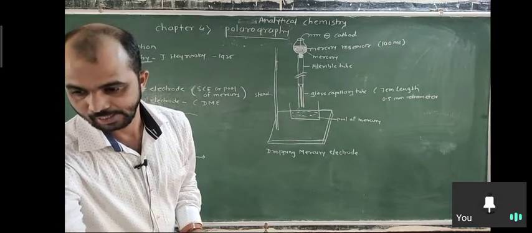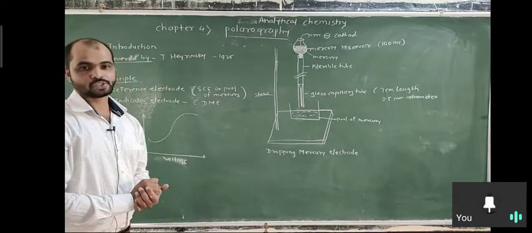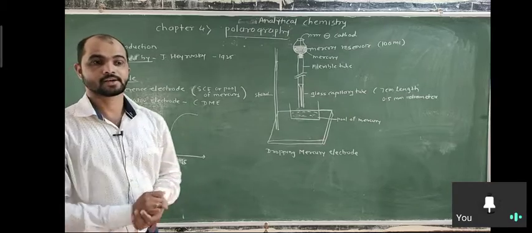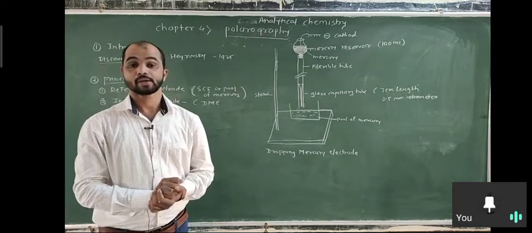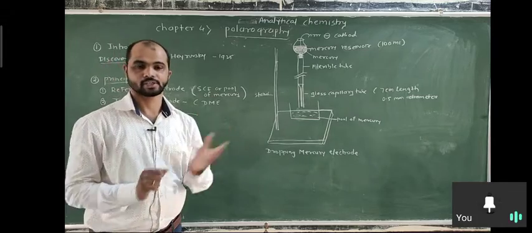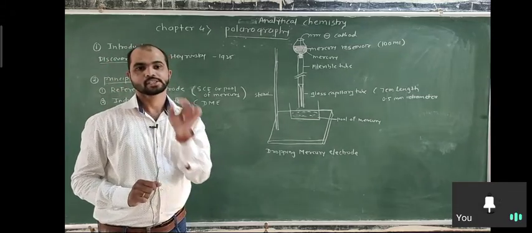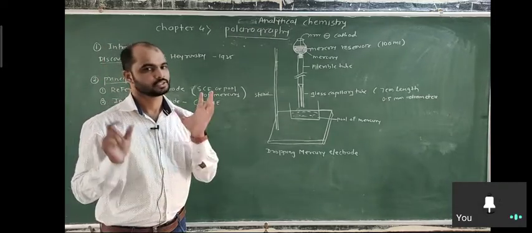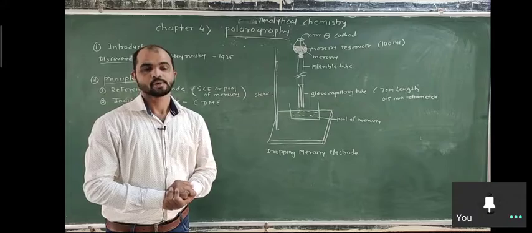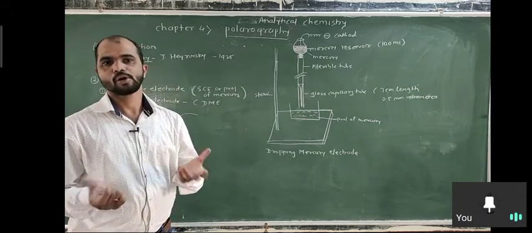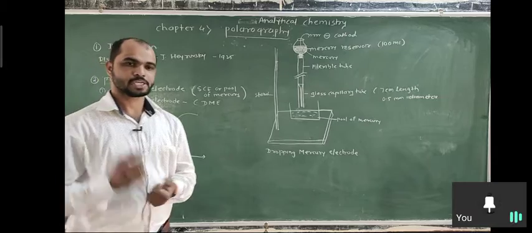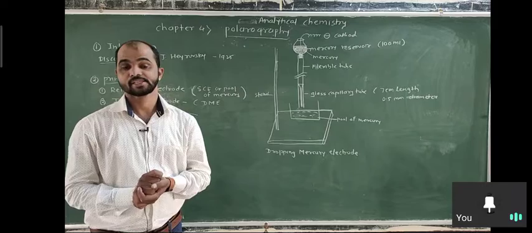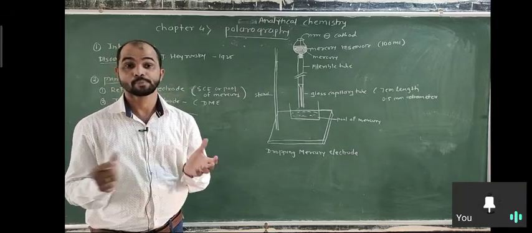Okay, so basically in that technique two electrodes are used. One of the electrodes has a larger surface area, it is a macro electrode, and the second one has a smaller surface area, it is a micro electrode. For the macro electrode, here we use a pool of mercury, sometimes a saturated calomel electrode.